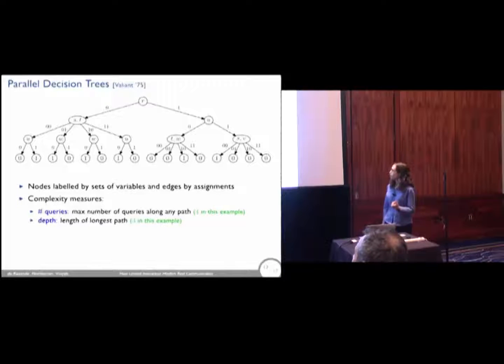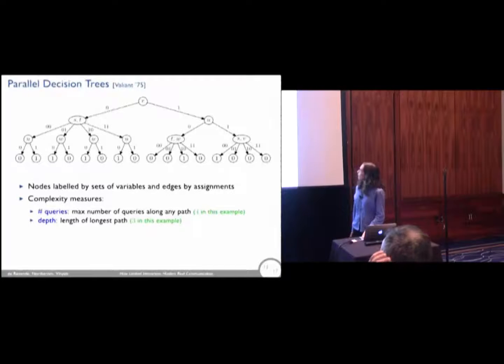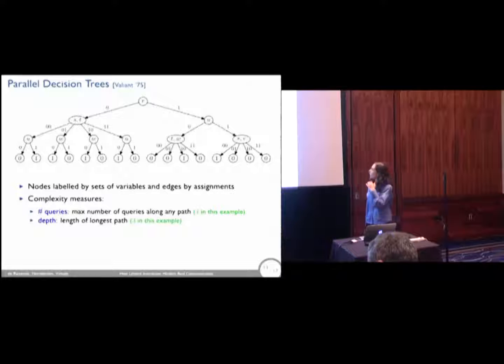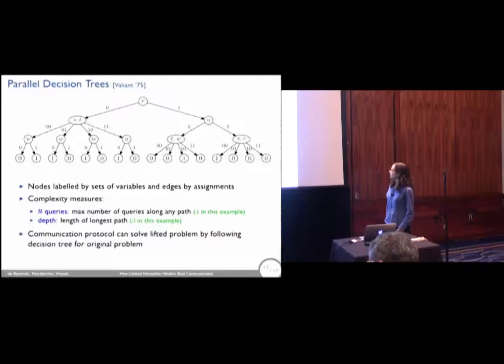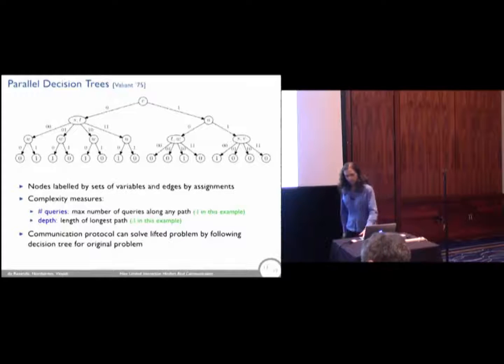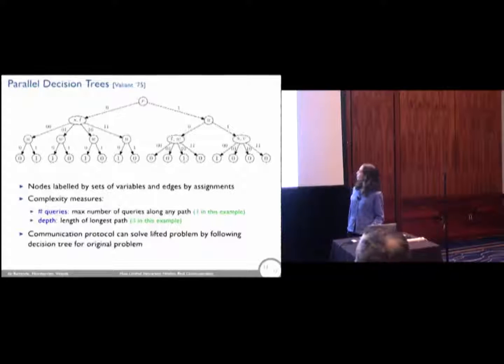And here we have 2 complexity measures. We have the number of queries, which is the maximum number of queries along any path. And we also have the depth of the tree, which is the length of the longest path. And how this relates to the lifted problem is, well, it's a nice observation that if you have a decision tree, you can build a communication problem that solves the lifted problem.